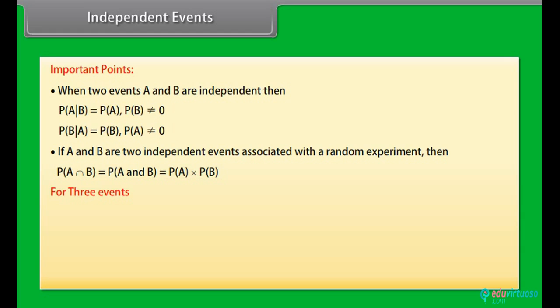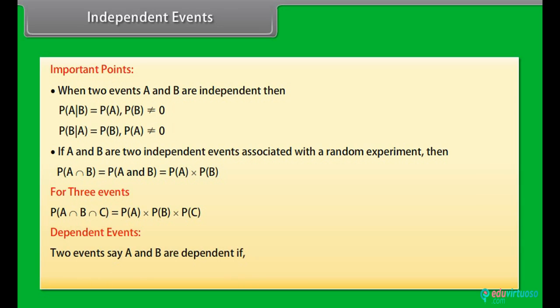For 3 events, probability of A intersection B intersection C is equal to probability of A into probability of B into probability of C. Dependent events. Two events, say A and B, are dependent if probability of A intersection B is not equal to probability of A into probability of B.